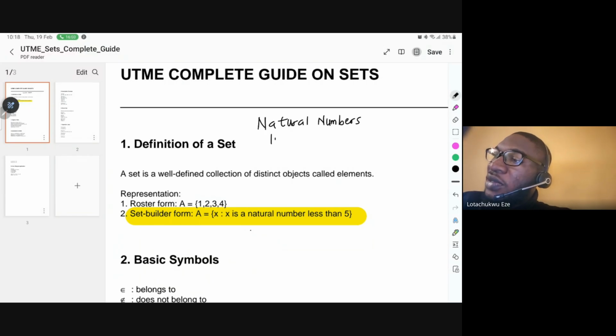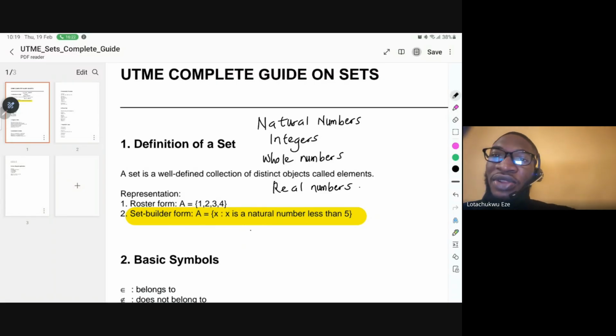We'll have integers, we'll have whole numbers, we'll have real numbers, and sometimes they can say prime numbers. So these are the numbers you should take note of and what they are. Do you understand? All of those things are key variables you have to take cognizance of: natural numbers, integers, whole numbers, real numbers. What do they contain? When I talk about natural numbers, what are natural numbers? When I'm talking about integers, what are integers? When I'm talking about whole numbers, what are whole numbers?